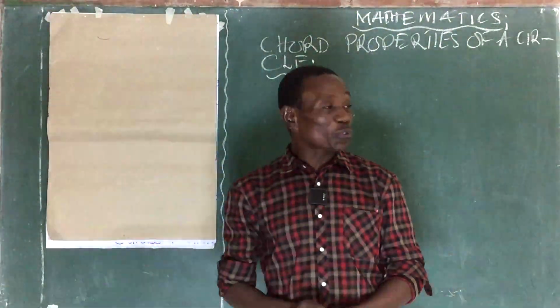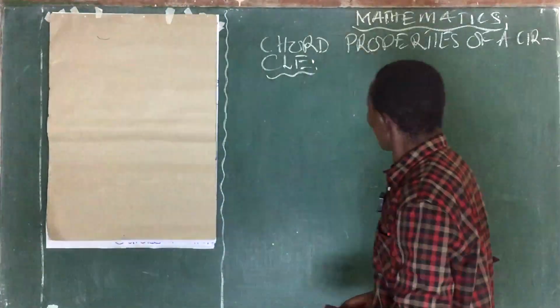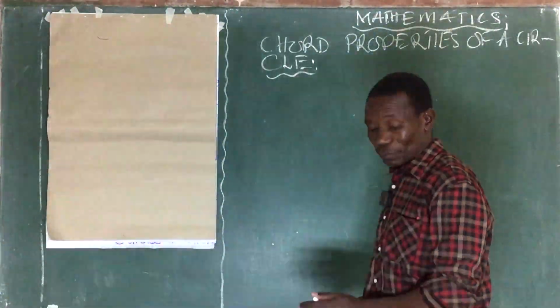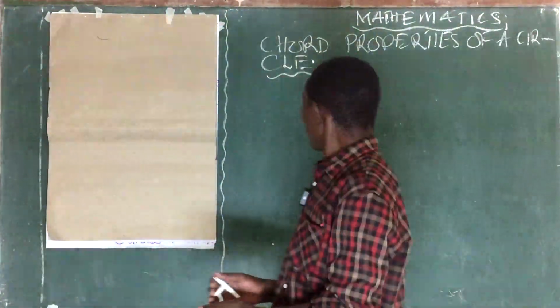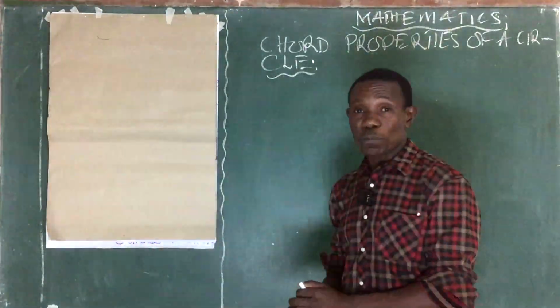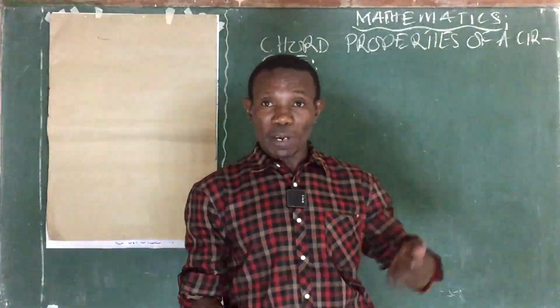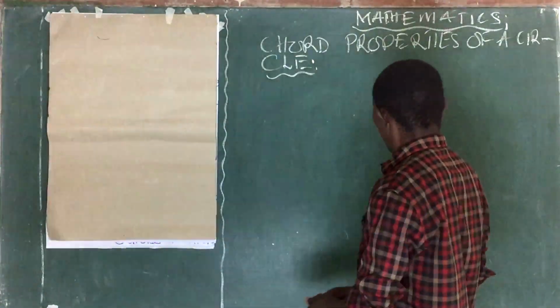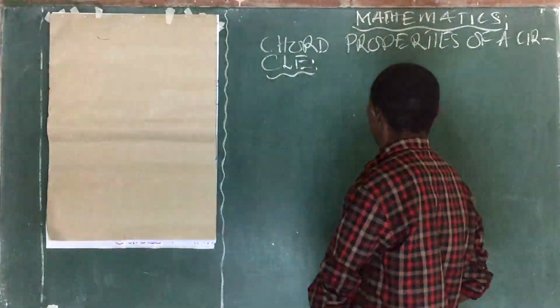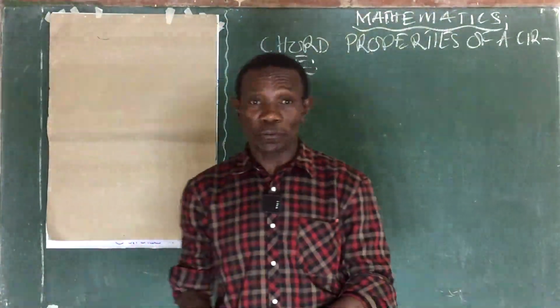We are going to be introduced to another issue about circle theory. Having previously discussed the angle properties of the circle, this time around we are back to the same circle theory, where we'll be learning something about the chord properties of the circle.